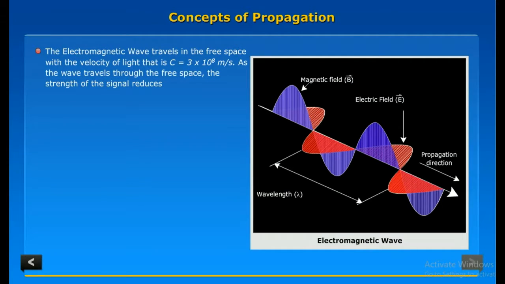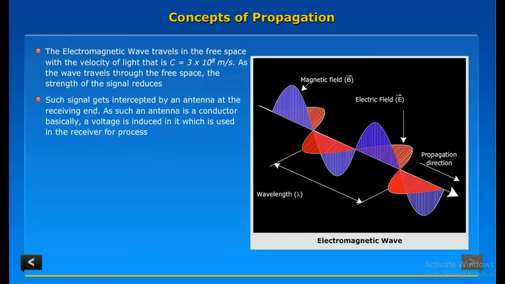As the wave travels through free space, the strength of the signal reduces. Such a signal gets intercepted by an antenna at the receiving end. An antenna is basically a conductor. A voltage is induced in it, which is used in the receiver for processing.